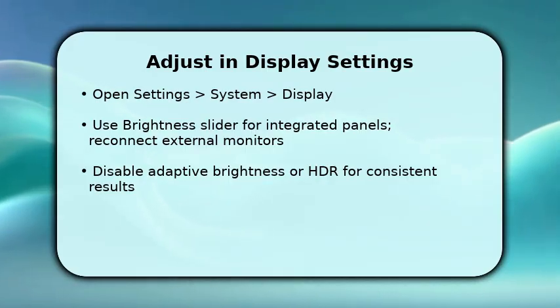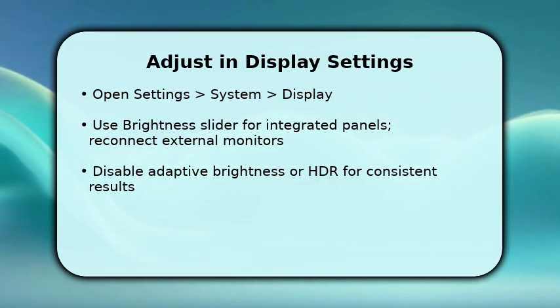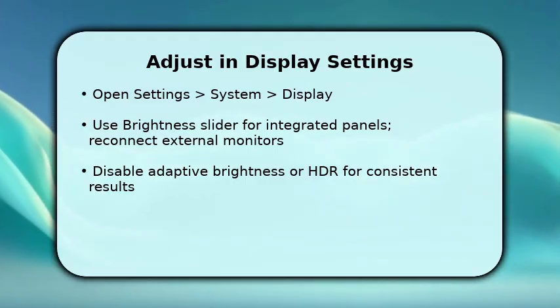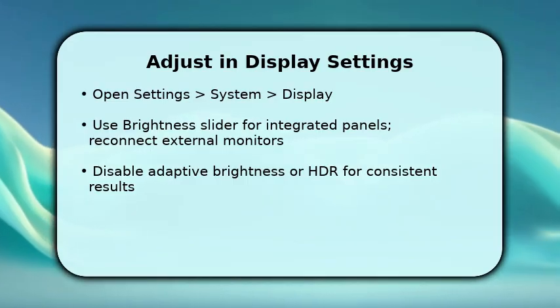If brightness jumps or is grayed out, disable Adaptive Brightness or HDR temporarily. These features override manual control. Adjust slowly and watch the screen for color or contrast.